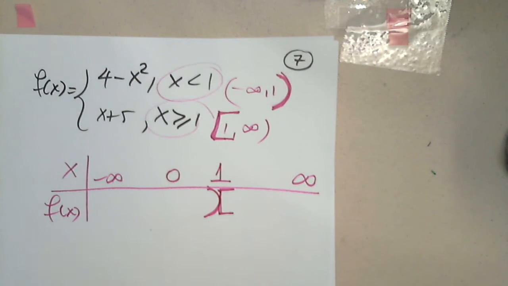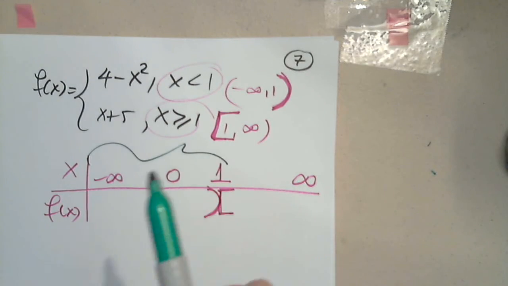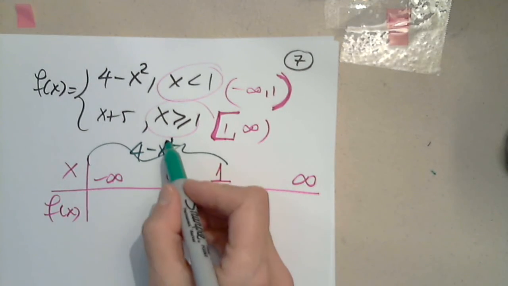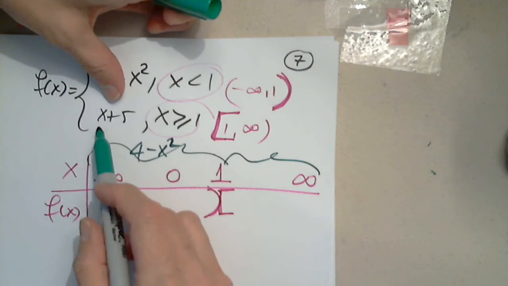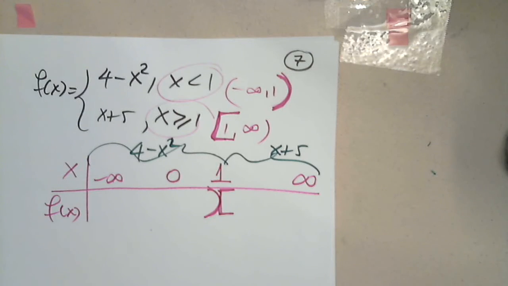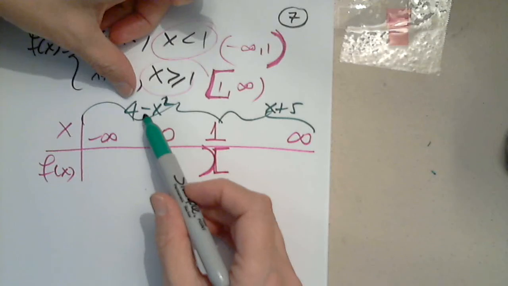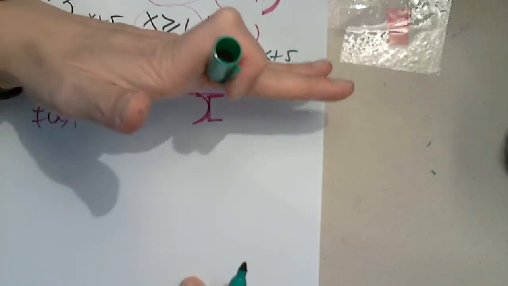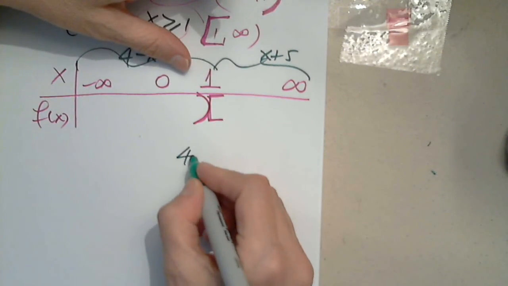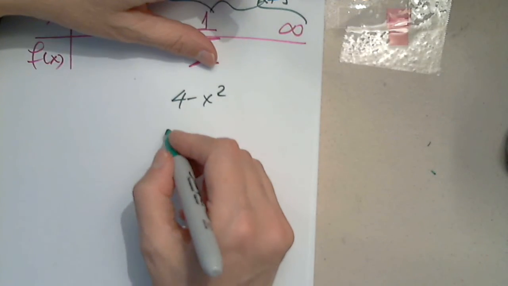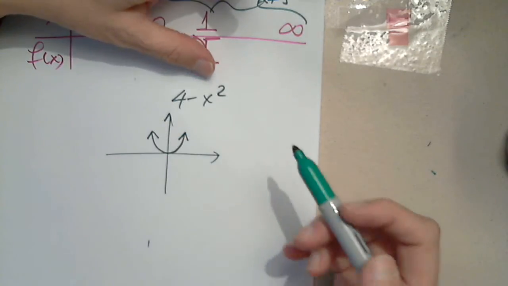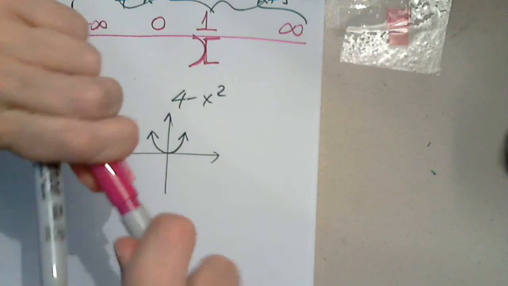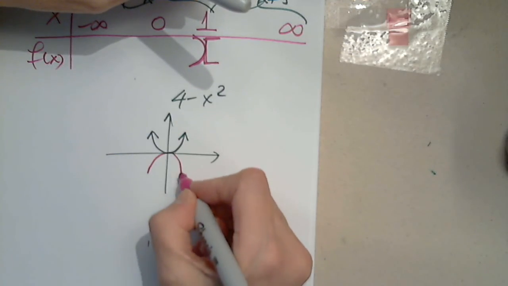To be on the safe side, I would write on this interval 4 minus x squared, because it's between negative infinity and 1. And on this interval, x plus 5. I know that this is quadratic, and I know that this is linear. I know that from transformations, let's for a moment just discuss 4 minus x squared. I know how I will graph x squared. We've graphed this millions of times. Then I know how we'll graph negative x squared. Again, we graphed it many times.